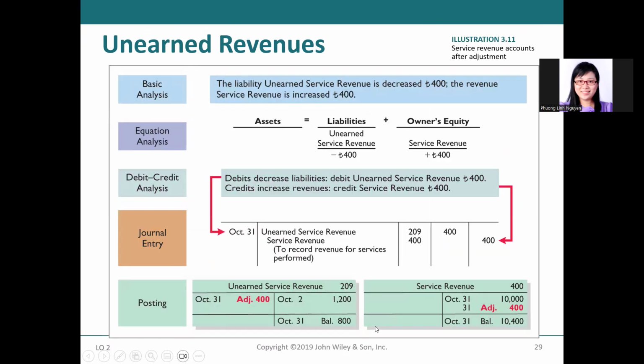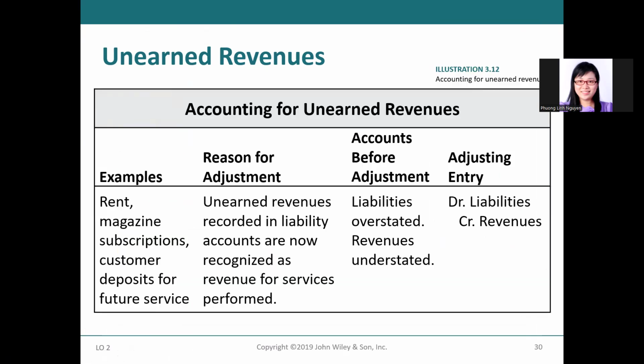All right. After we record the adjusting entry, we post it to the T account. So that is the adjusting entry for deferrals. We're going to continue with the next video about adjusting entries for accruals.